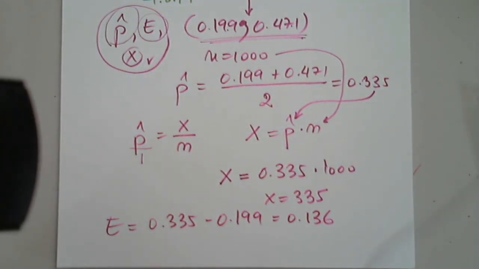So now we are entering the answers. The point estimate of the population proportion is 0.335. The next step, they're asking us to find the margin of error. We did 0.136. In the next step, we want the number of individuals. Yes, we determined that, 335. And finally, they're asking what? Nothing. Okay.